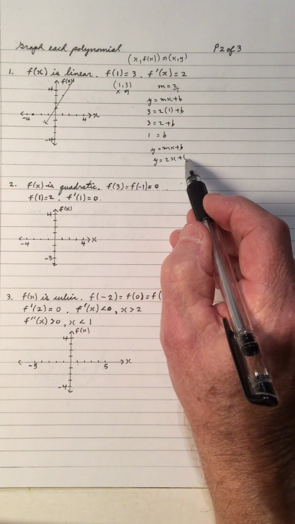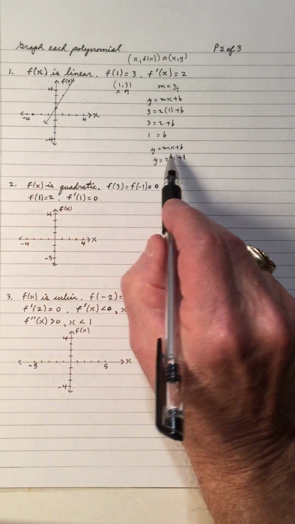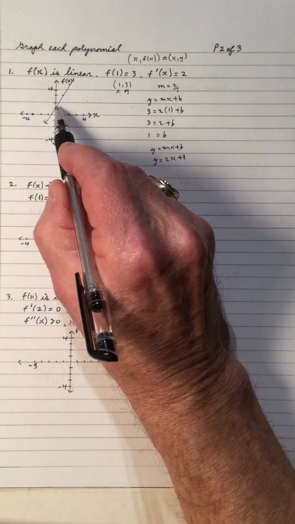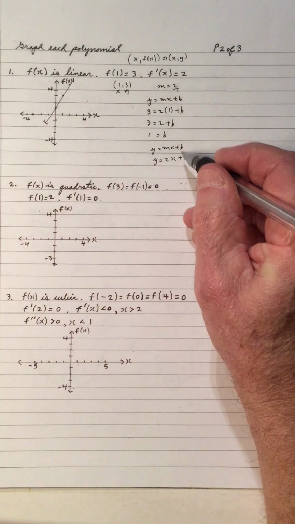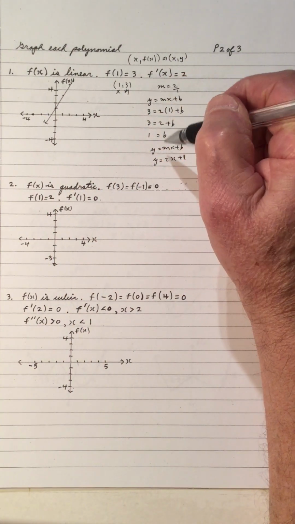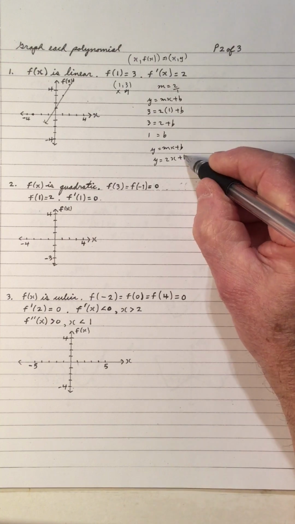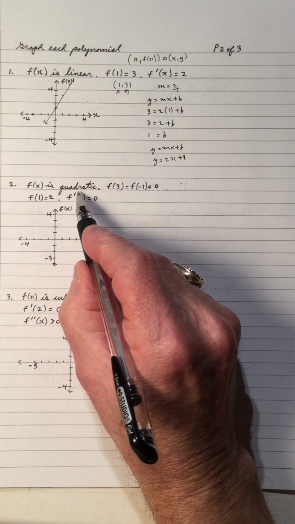So if you use the equation, the y-intercept is 1, which is right here, and the slope is 2 over 1, so you rise 2 and run 1. So the easiest way is to plot the point and do the slope, and you don't need the equation, but I did both. Number 2, f of x is a quadratic.